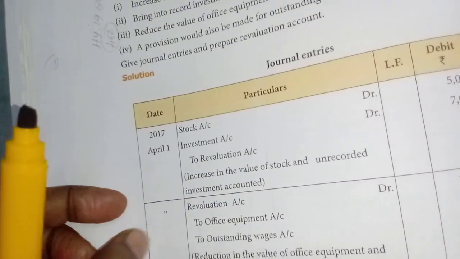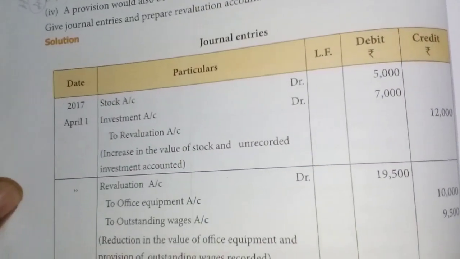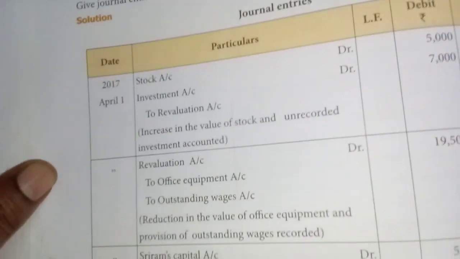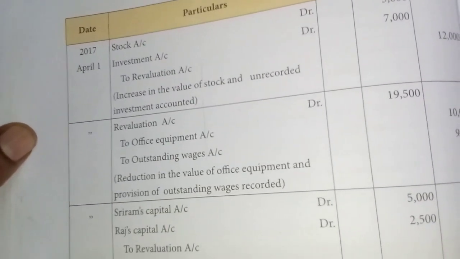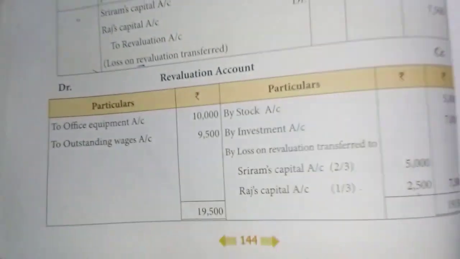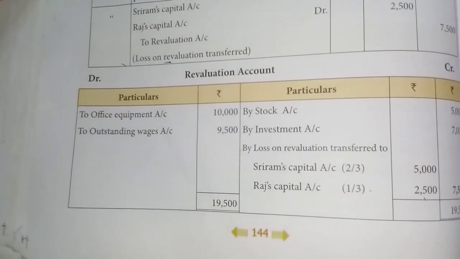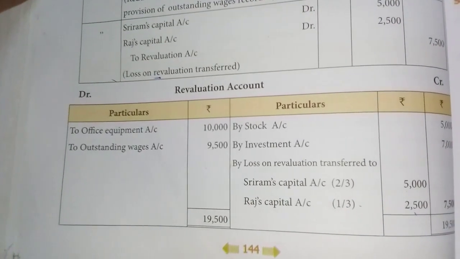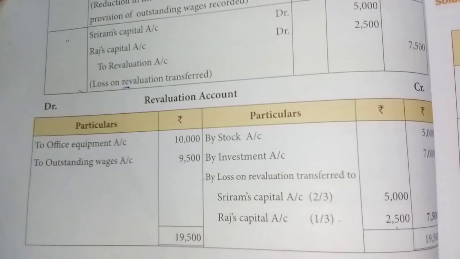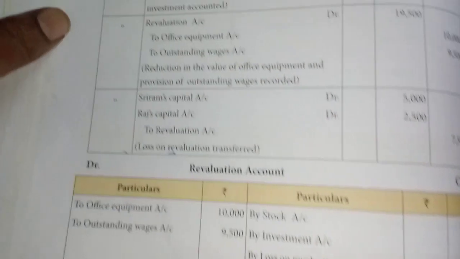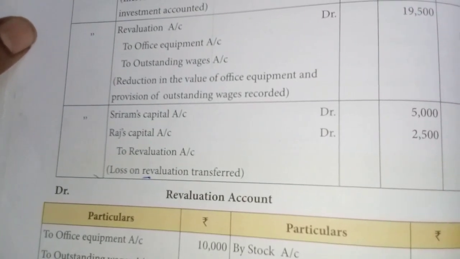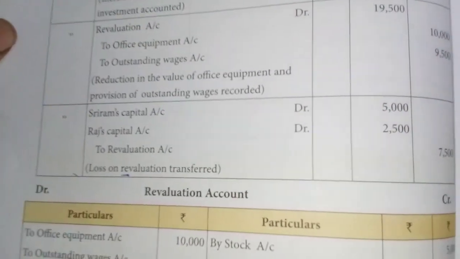First journal entry, the profit items. Stock account debit, investment account debit to revaluation account. Increase in the value of stock and unrecorded investment accounted. Then the loss items: revaluation account debit to office equipment and to outstanding wages. We can see the loss items recorded, and the profit items recorded. Then we have to prepare the revaluation account. The loss items on the debit side, profit items on the credit side. So here loss is more. So the loss on revaluation is transferred to Sriram's capital account and Raj's capital account in the profit sharing ratio 2:1. Now this should be entered as in the journal entry: Sriram's capital account debit, Raj's capital account debit to revaluation account, loss on revaluation transferred. Now shall we see the fifth problem.